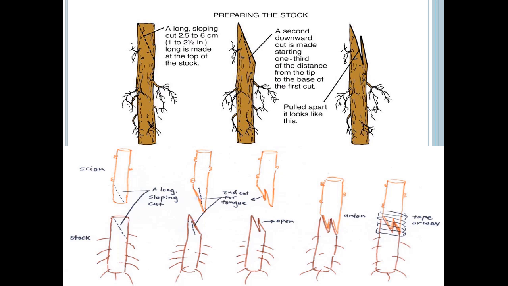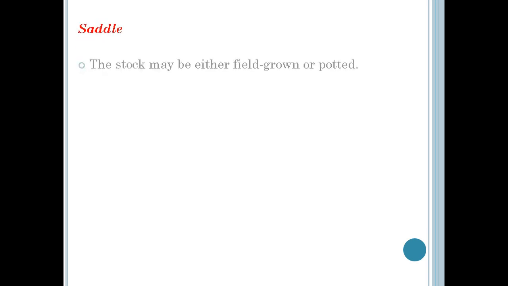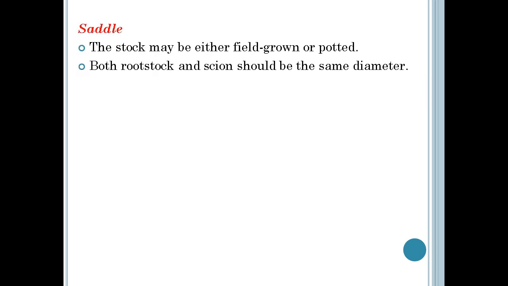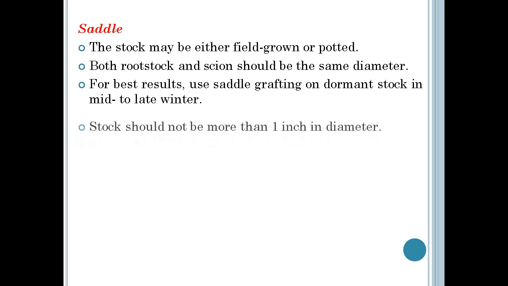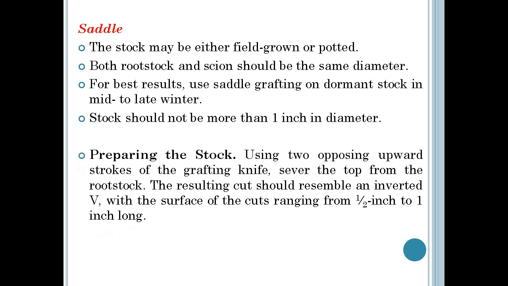Saddle grafting. The stalk may be either field grown or potted. Both rootstock and cion should be of the same diameter. For best results, use saddle grafting on dormant stalk in mid to late winter. Stalk should not be more than 1 inch in diameter.